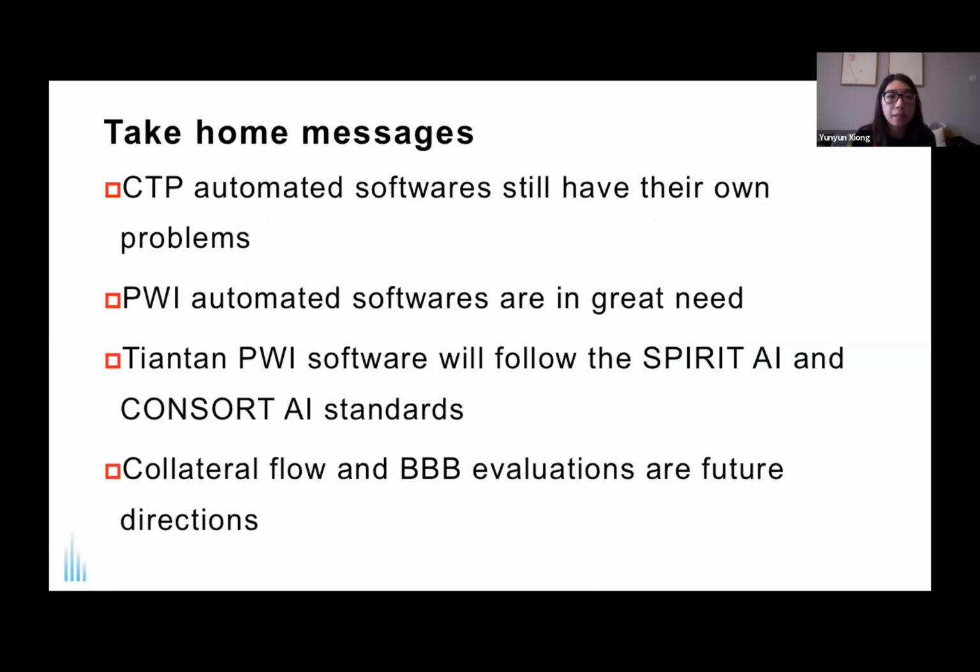So to summarize, the CTP automated software still has its own problems, not only the expensive prices, but also the poor accuracy between the CTP and the ground truth. And perfusion-weighted imaging is needed in the future. Our software will follow the SPIRIT-AI and CONSORT-AI standards to develop this software and validate it in the external cohort and the clinical trials. And we will further develop the collateral flow evaluation and the blood-brain barrier dysfunction evaluations in the future.